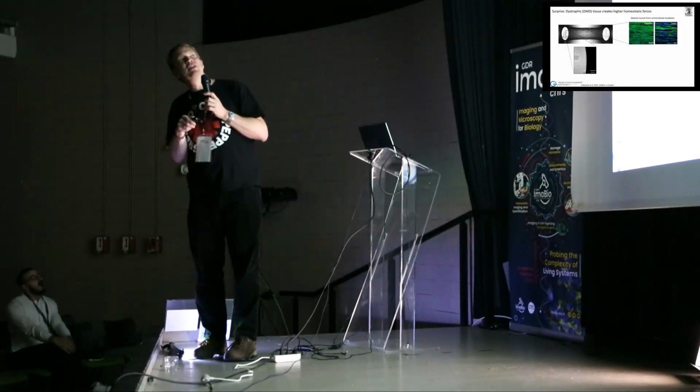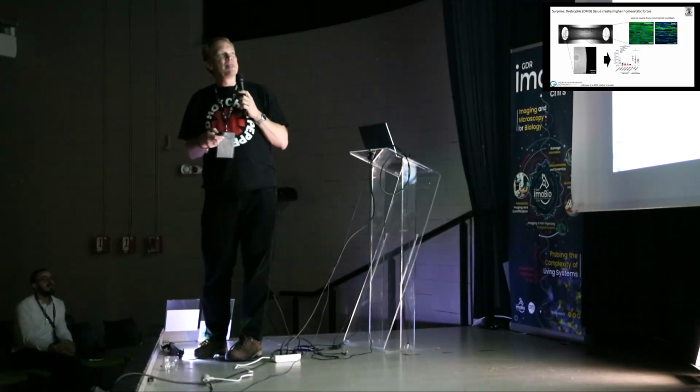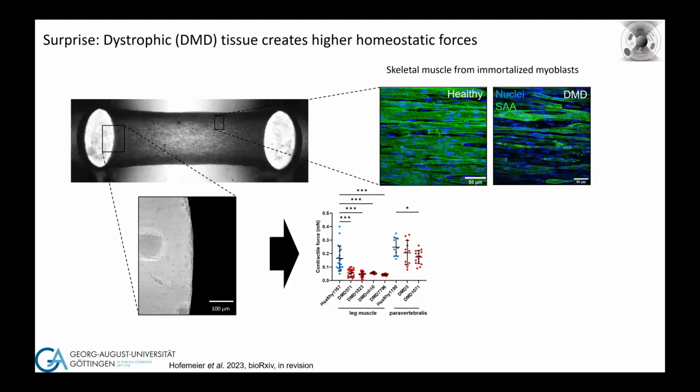You can already see the tissue is heavily affected. And if you now measure just these contractile forces, in blue are the healthy ones. These are 2 different regions of the body. This is from the back and this is from the legs. But you can see that overall we very nicely recapitulate that the diseased cells are weaker. So far, so good. So we were happy.